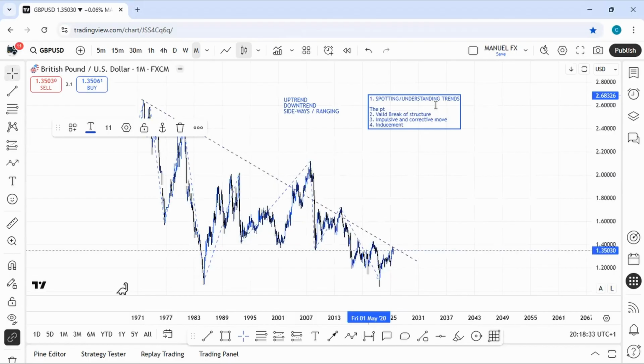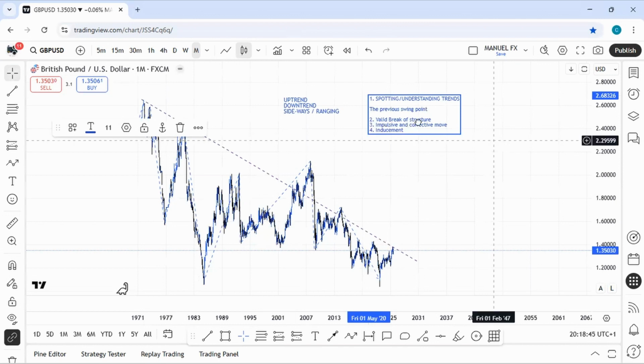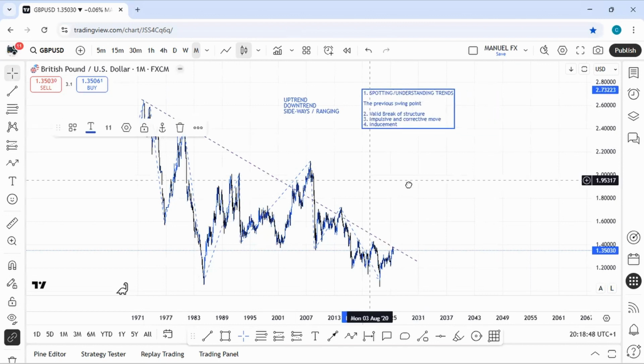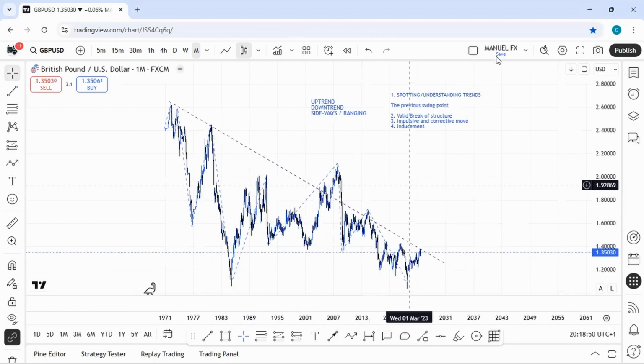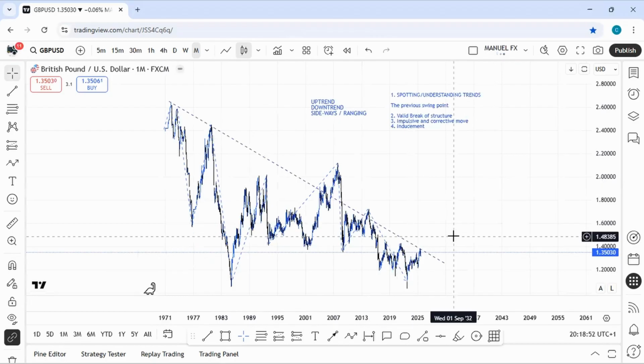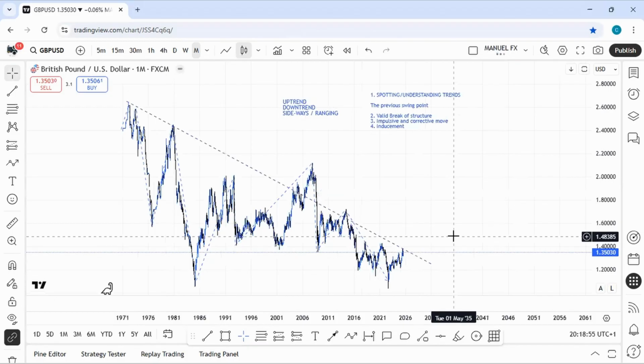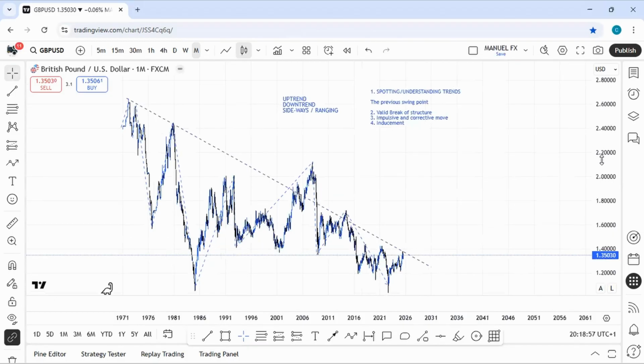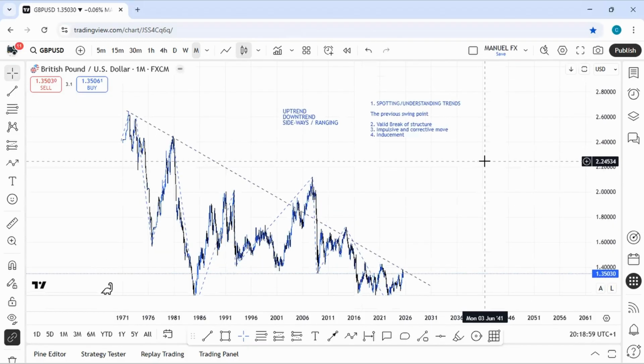We're going to be looking for the previous swing point. And like I told you guys the last time, a swing point is actually where price tends to either buy or sell from, where we expect price to come and buy or sell from. That is our swing point.